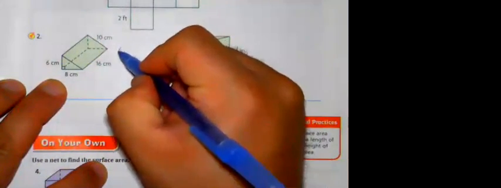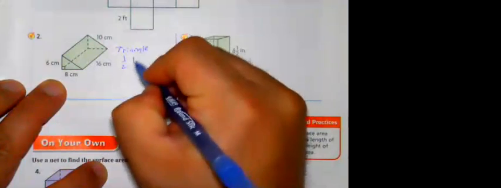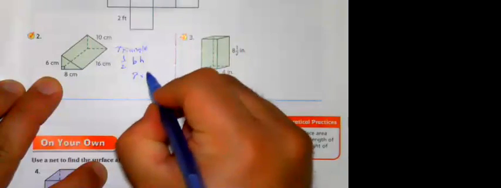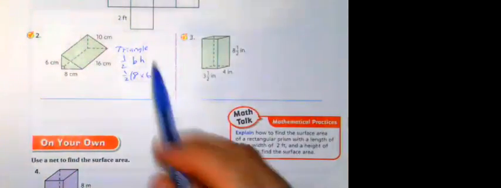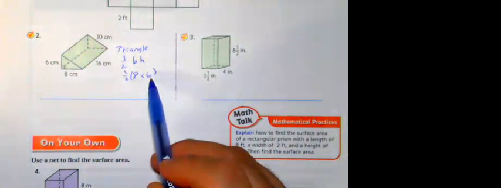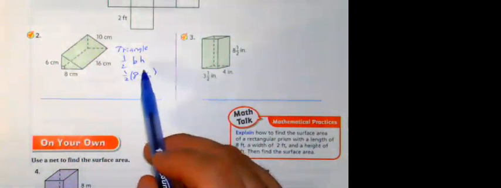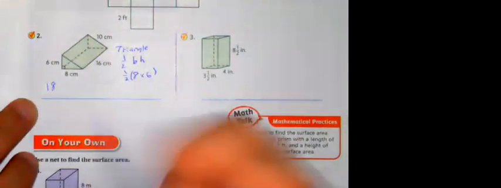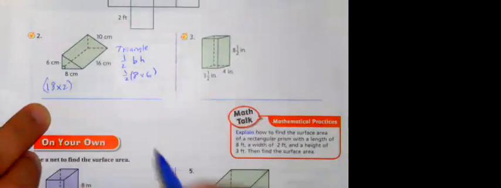So we got triangle. It's going to be 1/2 base times height. So we know the base is 8 and the height is 6. 8 times 6 times a half. Half of 6 is 3. 3 times 8 is 24. So the triangle equals 24. So there's 2 triangles, triangle 1, triangle 2. So 24 times 2. So we're done with the triangles.